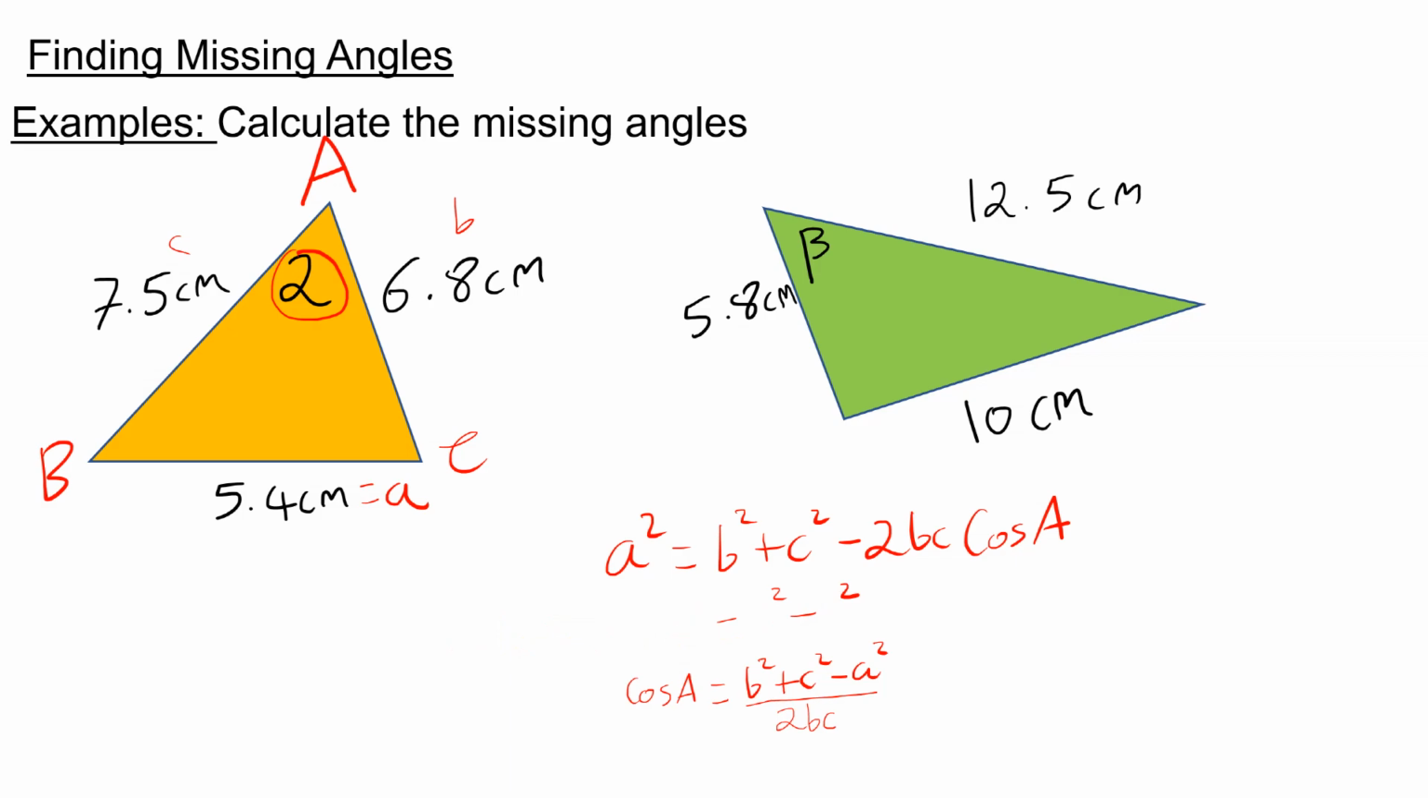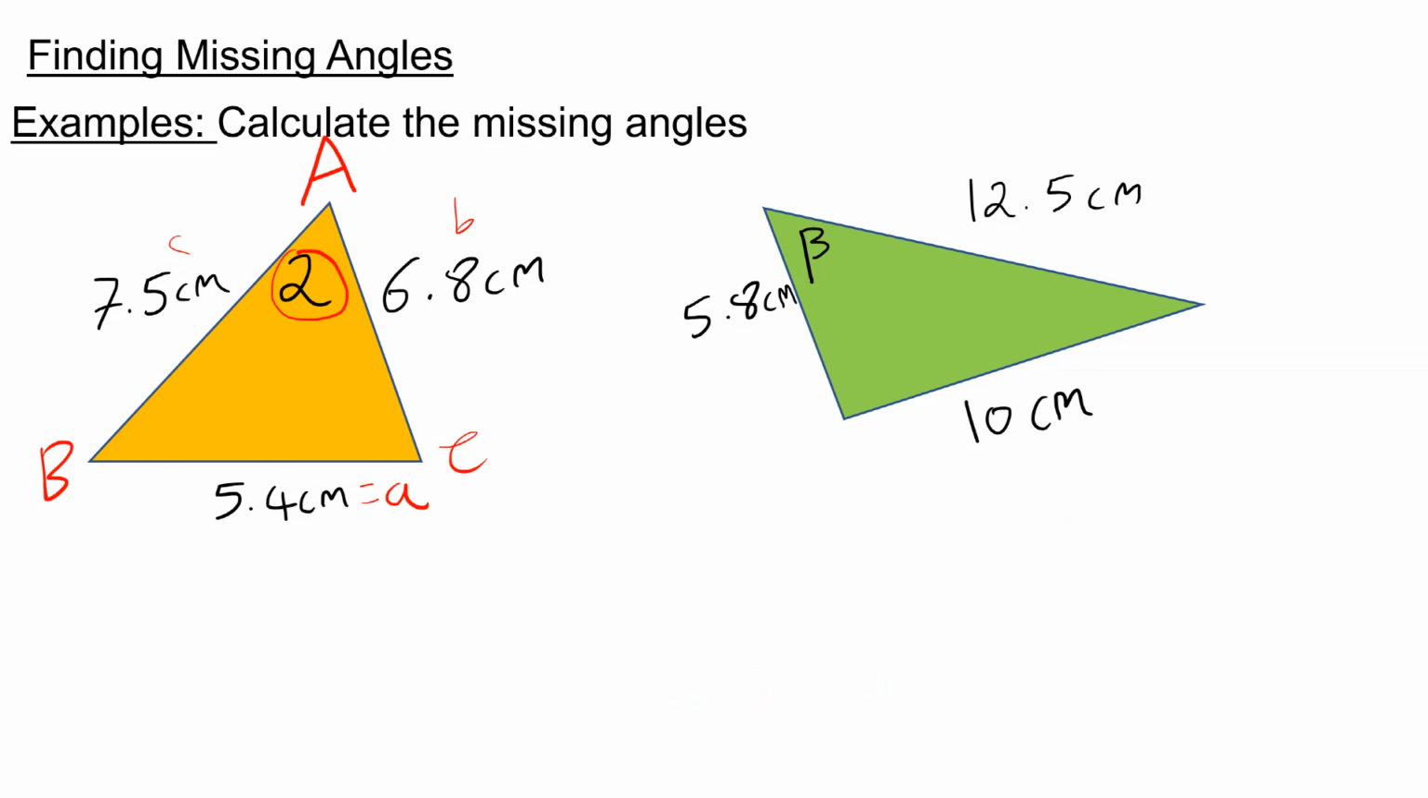So I get cos a equals b squared plus c squared, take away a squared, over 2bc. Now, you can either rearrange it every time to get that, or you can just remember it. So if I write this up here, cos a equals b squared plus c squared, take away a squared, over 2bc.